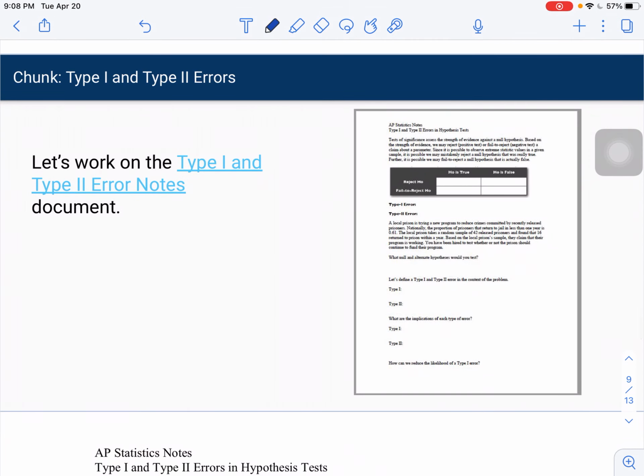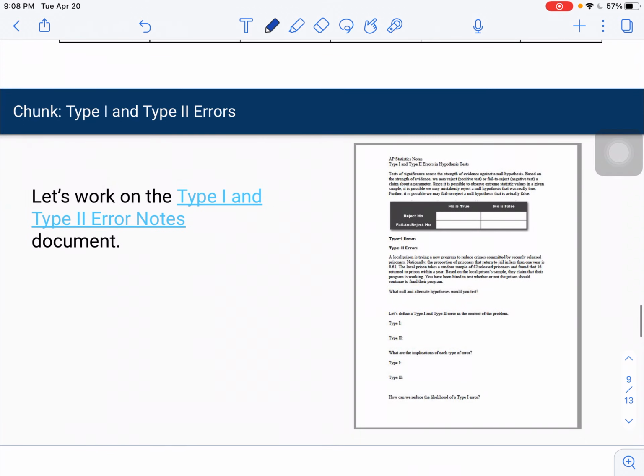All right, the next one I'm going to look at is another resource document. This is also in Schoology. You can either work through it in Notability, or you can print it out and write on it. So again, this is all about type 1 and type 2 errors in hypothesis tests. Remember, significance tests and hypothesis tests are synonymous.